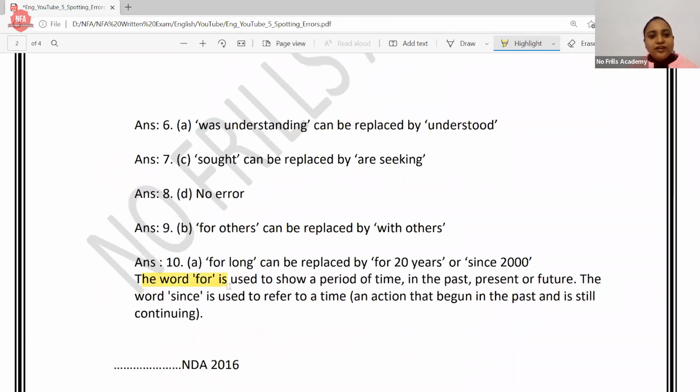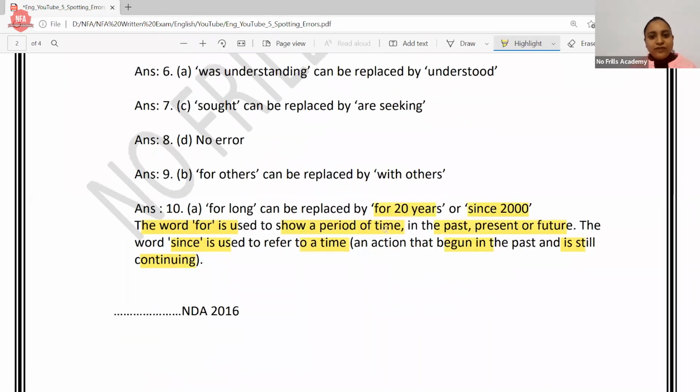The word for is used to show a period of time in the past, present, or future. And the word since is used to refer to a time, an action which has begun in the past and is still continuing. For example, for 20 years or since the year 2000 or since 2000. So always specify this, and if you see incorrect usage, you can confidently mark that the phrase has an error. Next.